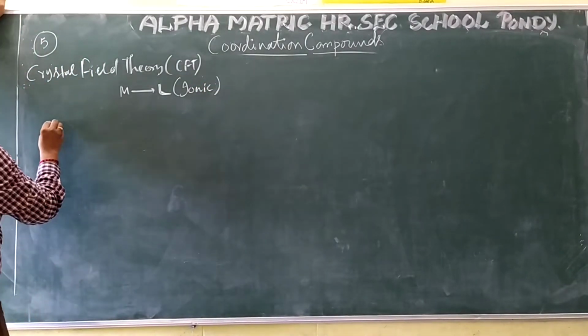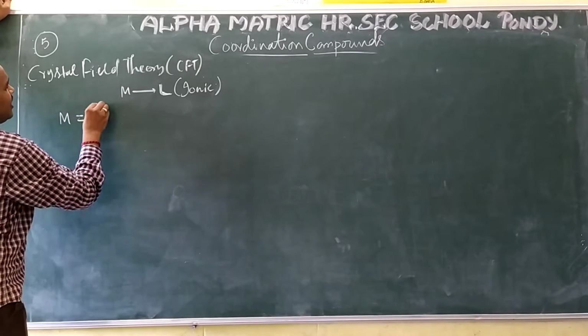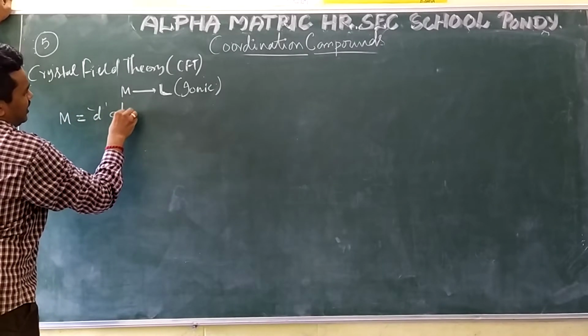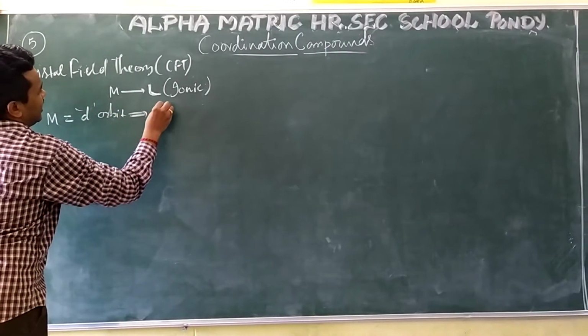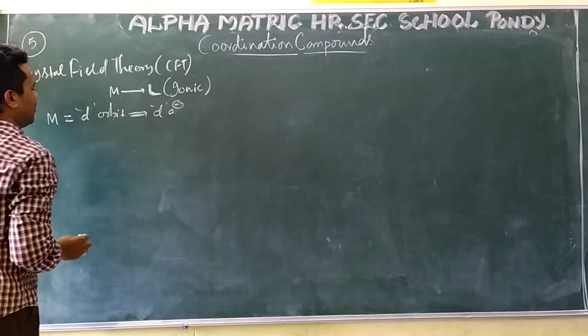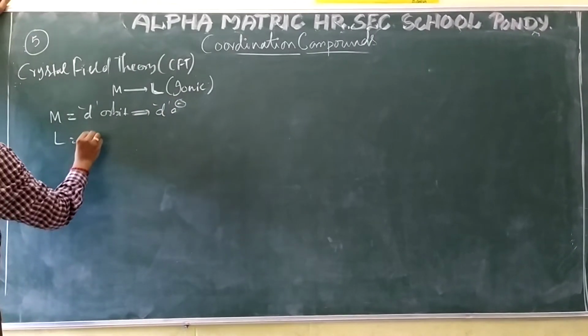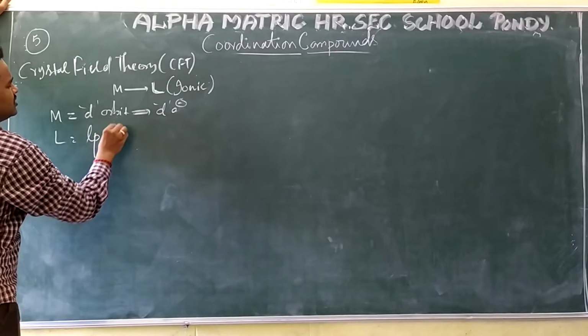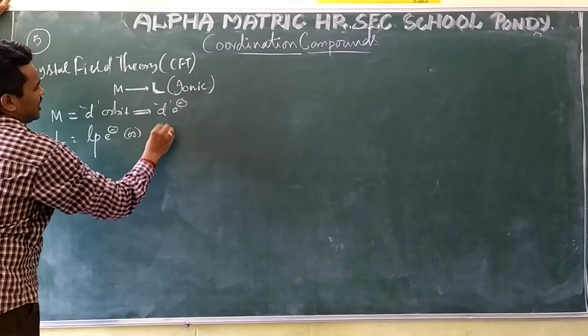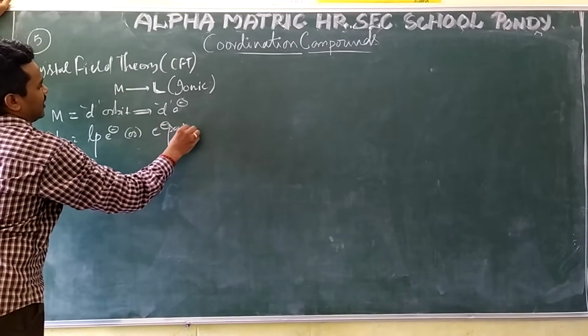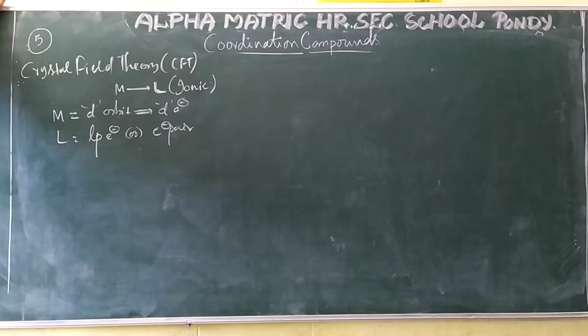Whenever we are taking any metal having d orbitals, it has d electrons in the metal. And ligands have lone pairs of electrons, or generally an electron pair, which they can donate.